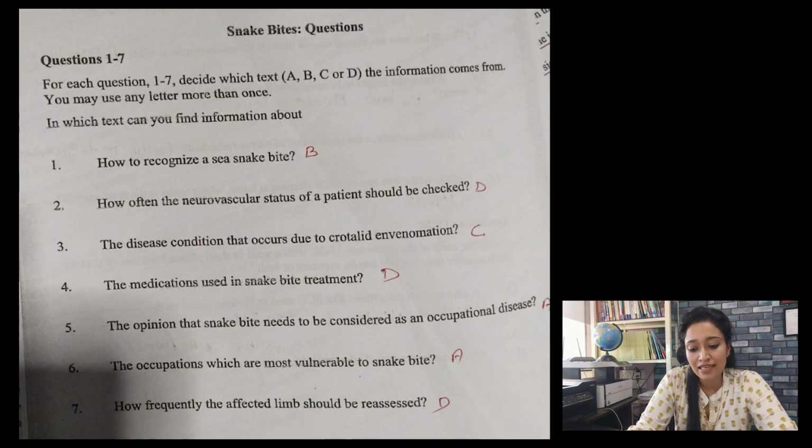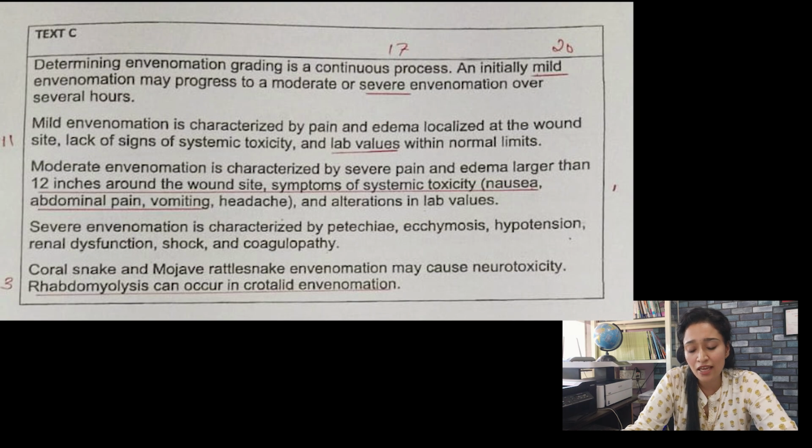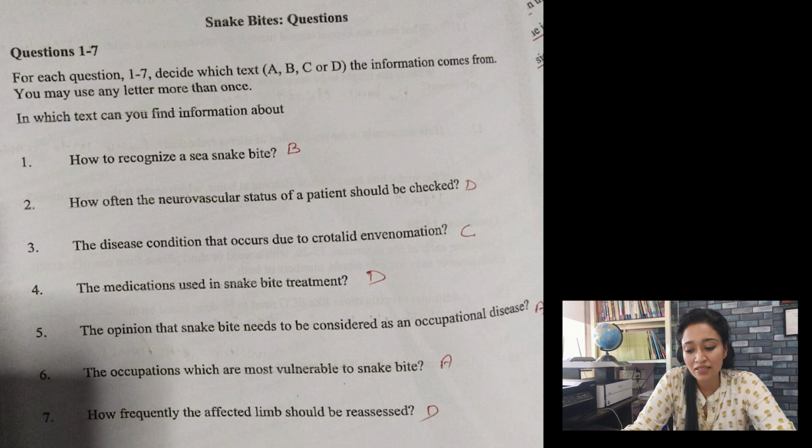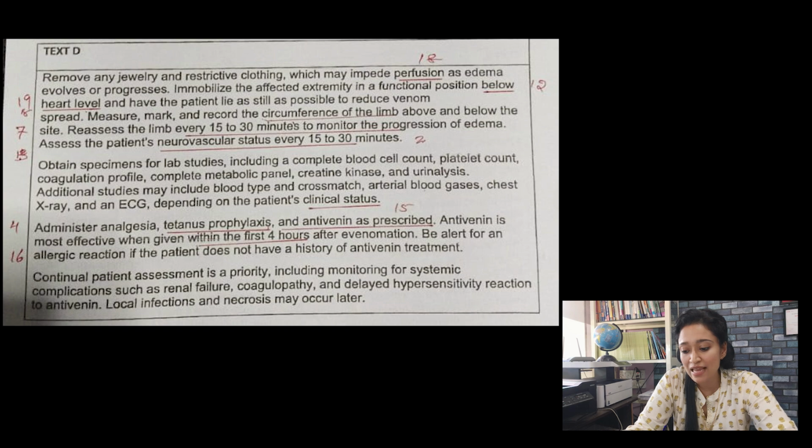The third question is the disease condition that occurs due to crotalid envenomation. I hope you have already marked the keyword crotalid envenomation and it can be seen easily in the text C. Now the question number 4. Medications used in snake bite treatment. And in the text D we can see the different medications which are used like tetanus prophylaxis and anti-venin. So the answer is D.